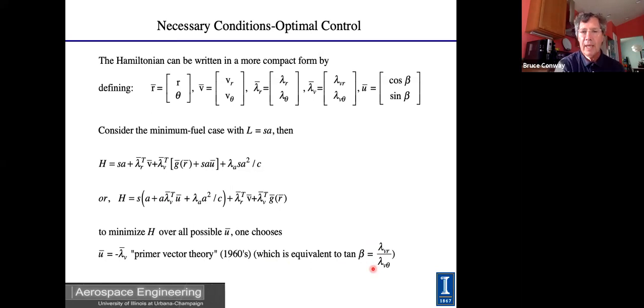So what's this mean? It means that if you can solve the 2-point boundary value problem, then this expression right here, you will then have lambda VR and lambda V theta known as functions of time from the starting time to the ending time. And so at any point in time, you can evaluate what the optimal thrust pointing angle is.